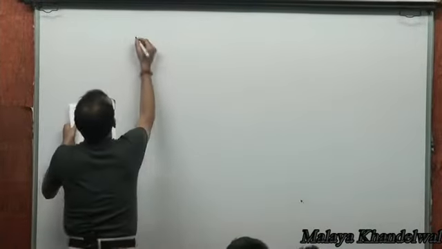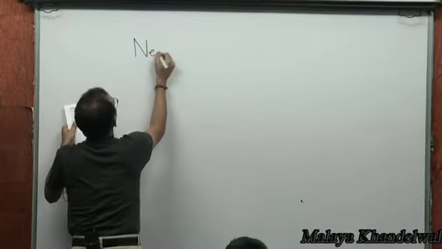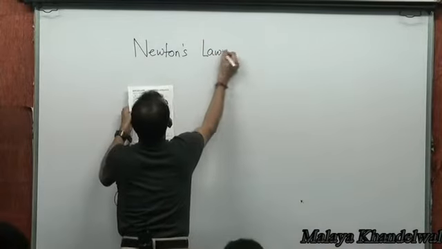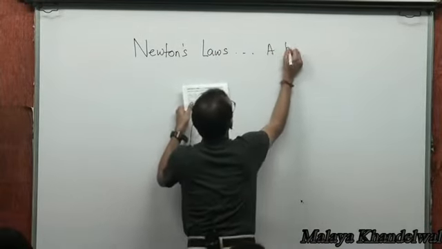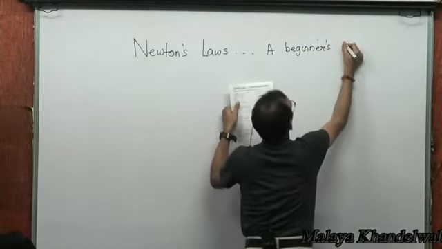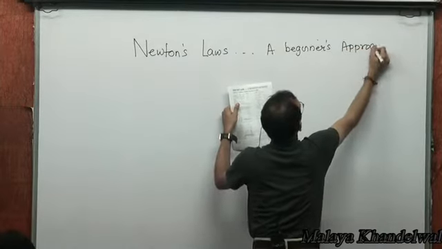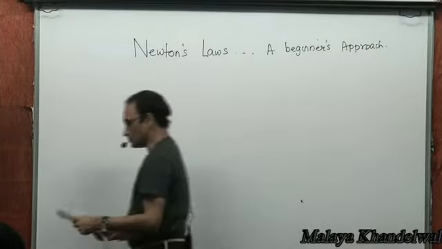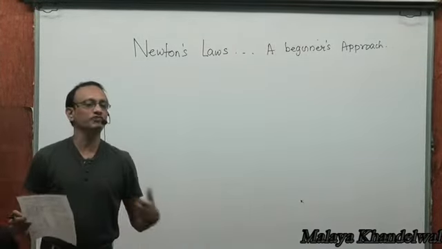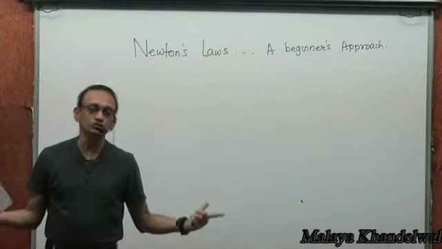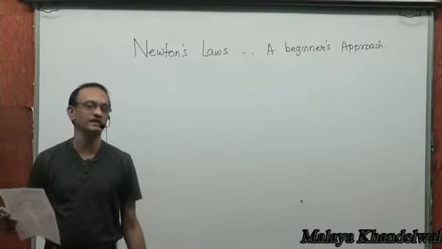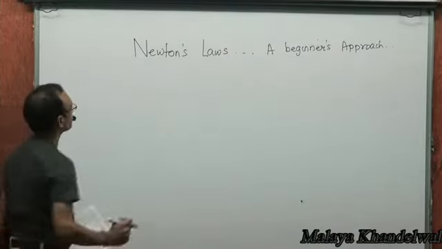Let's examine the sheet. Newton's laws, a beginner's approach. Right, so part A of the sheet is about some basic free body diagrams applying F equal to ma in very ordinary situations. That's what the first part, that is part A of the sheet, is all about.